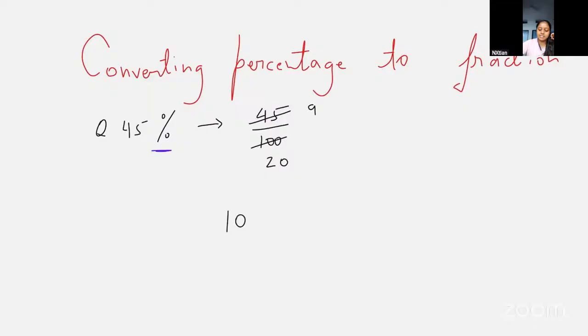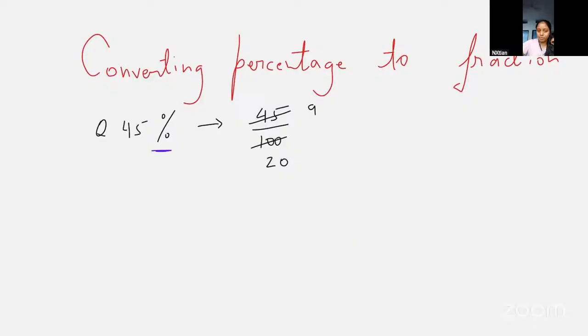See, 100 is there now. I'm checking with 5. Before 100, I have 10. 10 comes how many times? 2 times. 2 and 0 as it is, 20. This is what I did. So what I get is 9 upon 20.